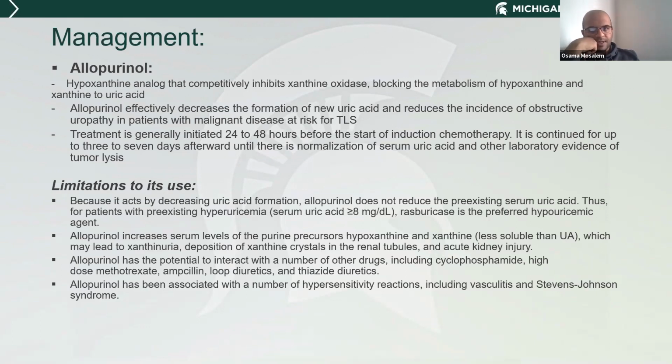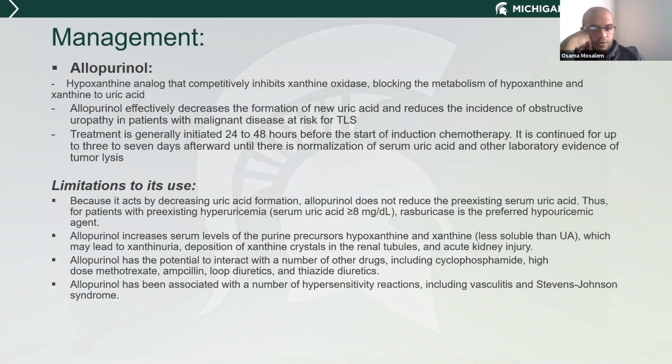However, allopurinol has a lot of side effects or limitations to its use. First, because it decreases the uric acid formation, it does not reduce pre-existing serum uric acid. So if you have a patient who already has hyperuricemia, allopurinol is not going to decrease the serum uric acid level. In this situation, it's better to start the treatment with rasburicase, because rasburicase is a urate oxidase agent, so it metabolizes uric acid into a more water-soluble form, and in turn increases the urinary excretion of uric acid.